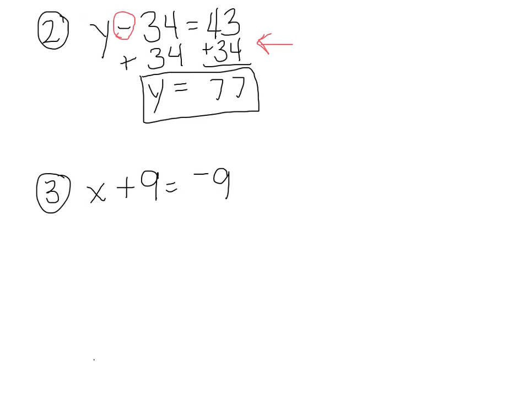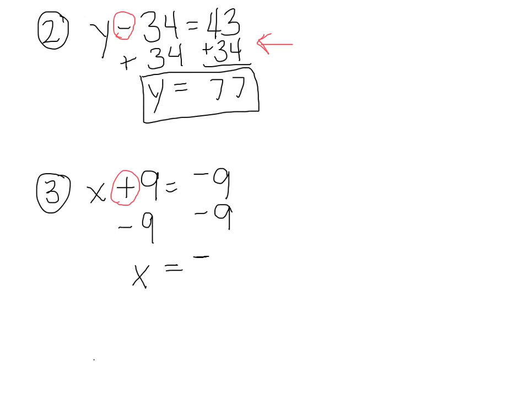This is where we really need to know our adding and subtracting integers, which are positive and negative numbers. Right now, I have a positive sign right here, so I need to do the opposite and subtract. I'm going to subtract 9 from both sides, so I get x by itself on one side. If I subtract 9 from a positive 9, I get 0. On this side, I have two negative 9s. They are both the same sign, so I'm going to add them, but my number is going to be negative.